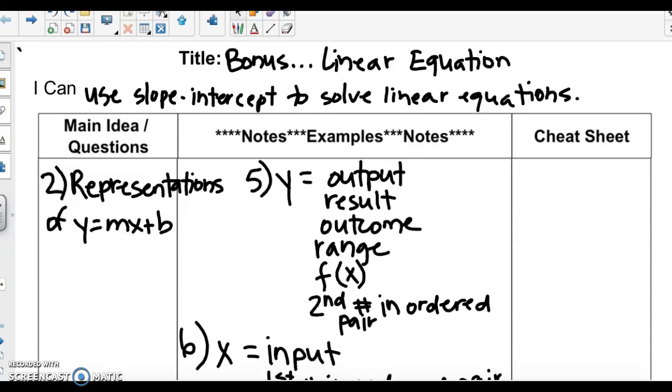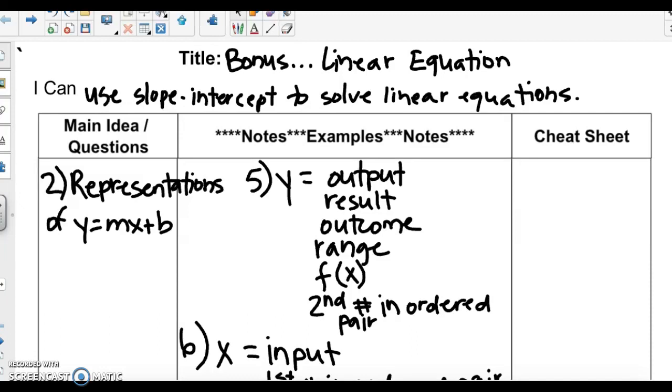Okay. What's our second vocab word? Divine? Slope. And that is? How steep something is. Okay. We have another word? Sam? Ordered pair, the coordinate that marks a point on a coordinate grid.